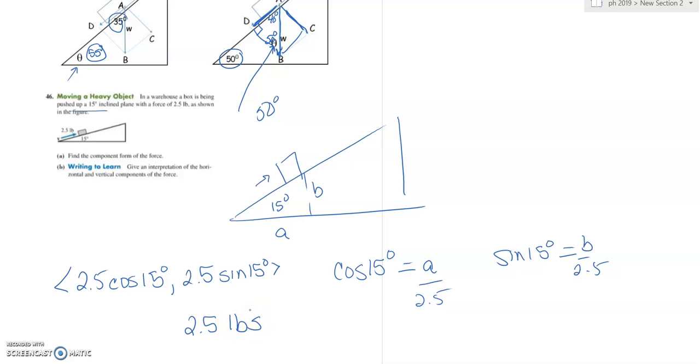So again, the horizontal component is the force that's moving the box forward. And again, it's hard to say horizontal. But again, here's the 2.5 pound force, and this component of this force is moving it forward, and the vertical component is moving it up against the pull of gravity. So here's our 2.5 pound force, and its horizontal and vertical component. Again, horizontal is moving the box forward. The vertical component is moving it upward against the pull of gravity.